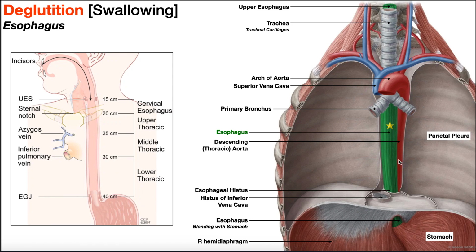Okay. Also right here, this would be the esophageal hiatus. And this is the hole by which the esophagus actually traverses from the thorax into the abdomen.